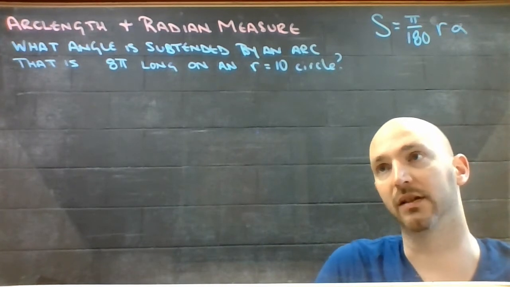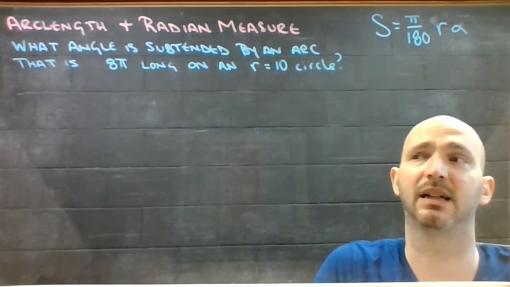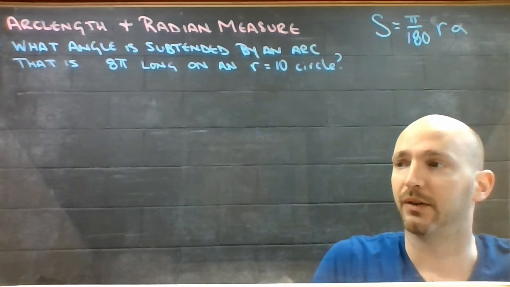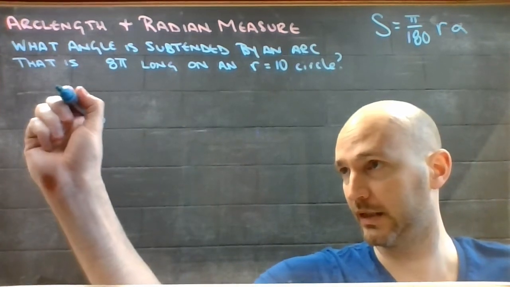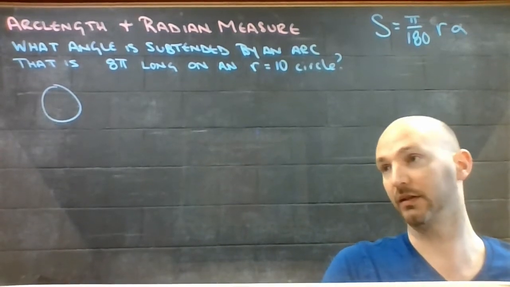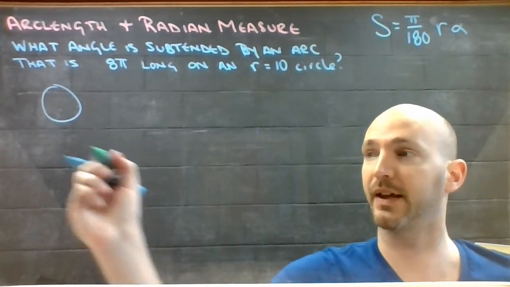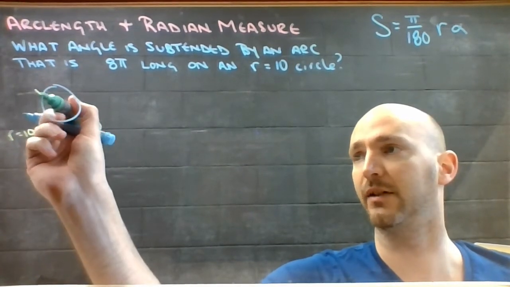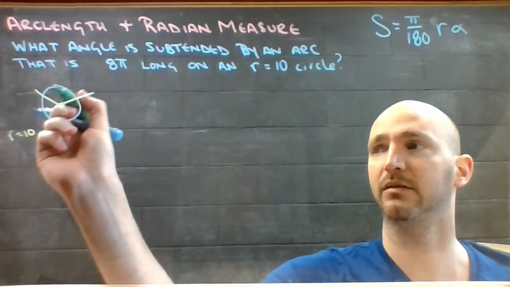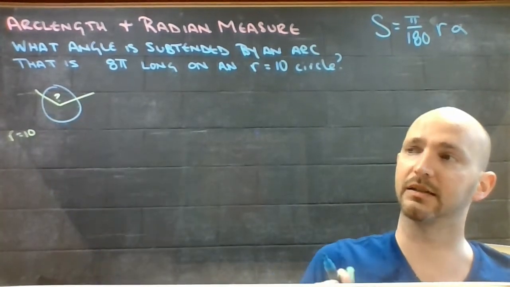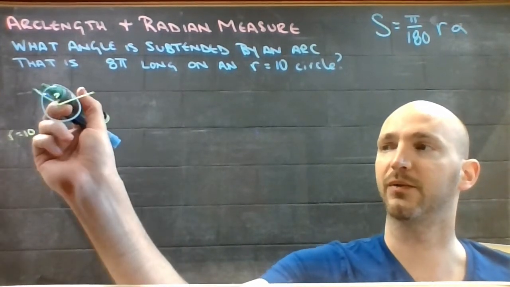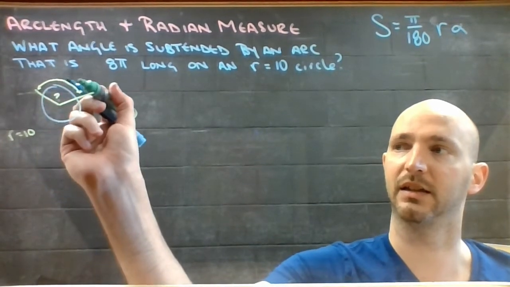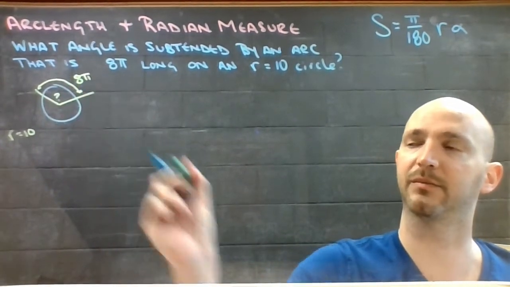All right, what angle is subtended by an arc that is 8 pi long on an r equals 10 circle? So I'm just going to draw it for you. Circle, and then I've got r equals 10. And I have some arbitrary angle in there. I don't know what that is. But I know that from here all the way around, this blue section there is 8 pi units.